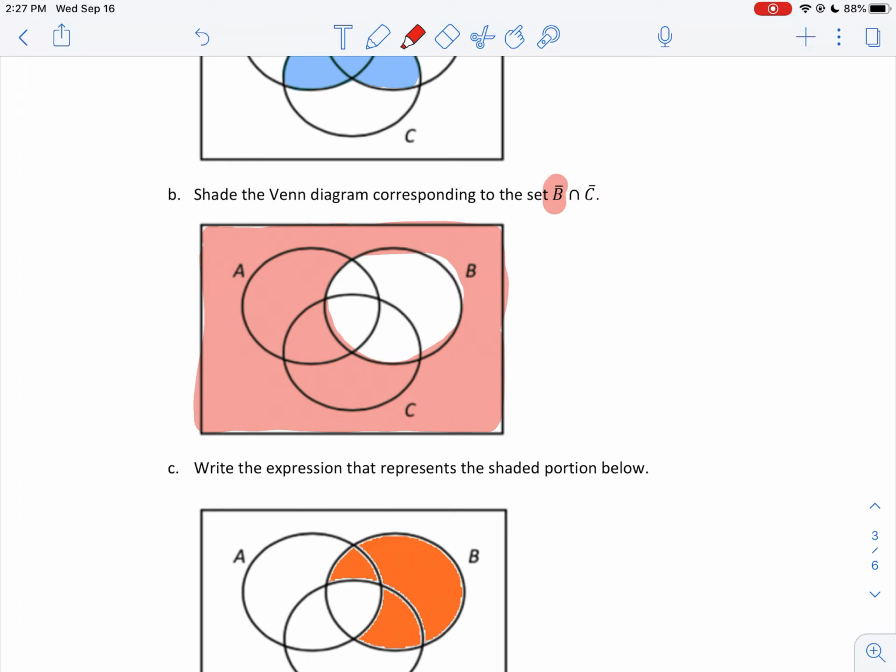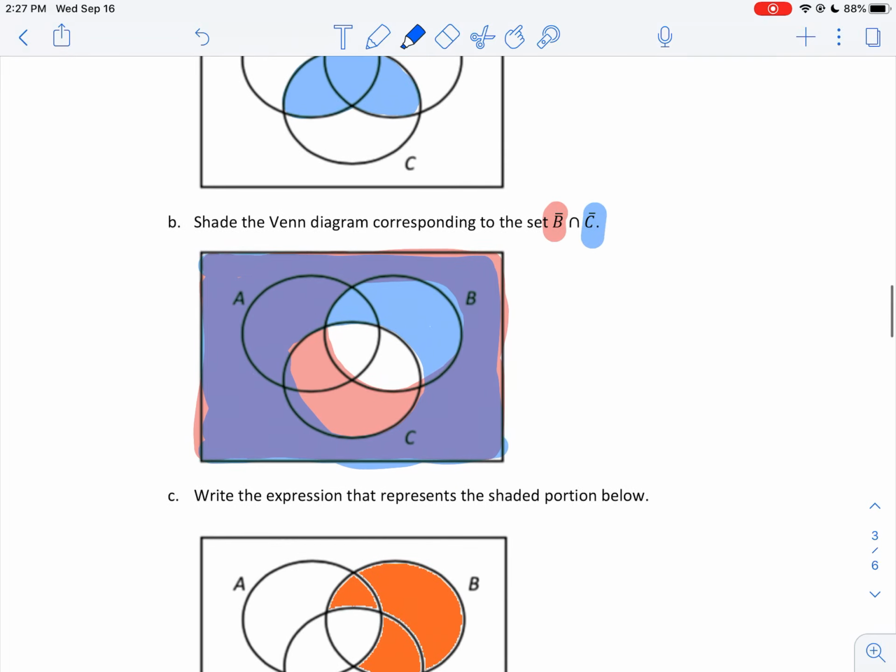And then we're going to intersect that with the complement of C. Well, the complement of C is I'm going to shade everything in the universe, but not in C. So it looks something like this. Now, anything that I've shaded twice is going to be in the intersection, right? The blue is complement of C. And so that's all the purple stuff.